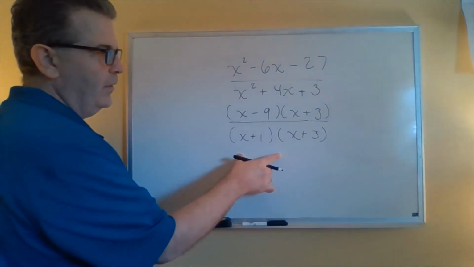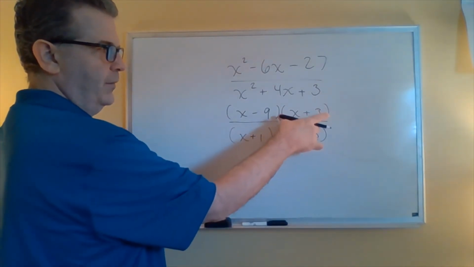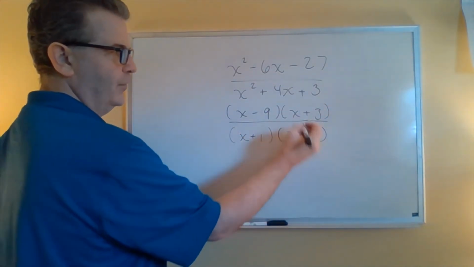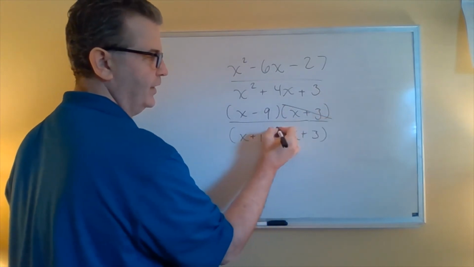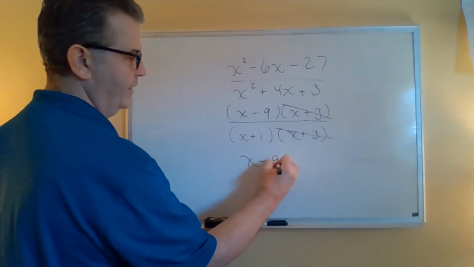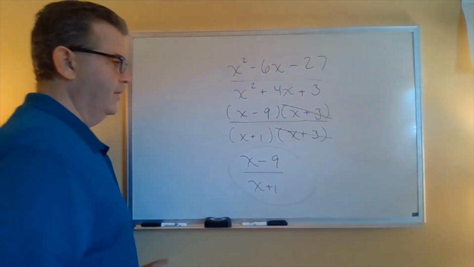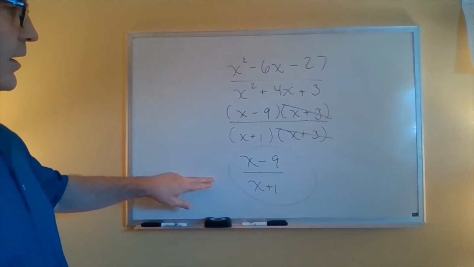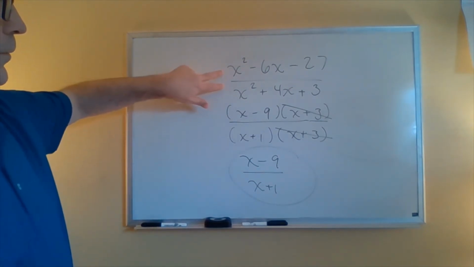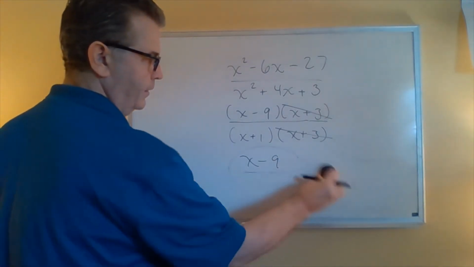Well, now we can simplify this. If we're multiplying by the same thing on top as we are on the bottom, those cancel out. So this x plus 3 cancels out, top and bottom, and we are left with x minus 9 over x plus 1, and that is our simplified version of our original expression. Let's do one more where we're factoring trinomials.